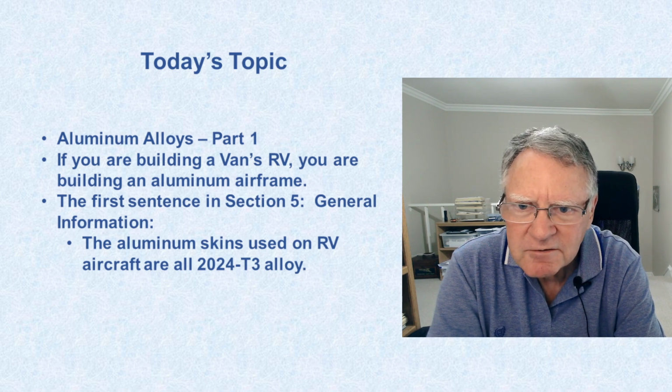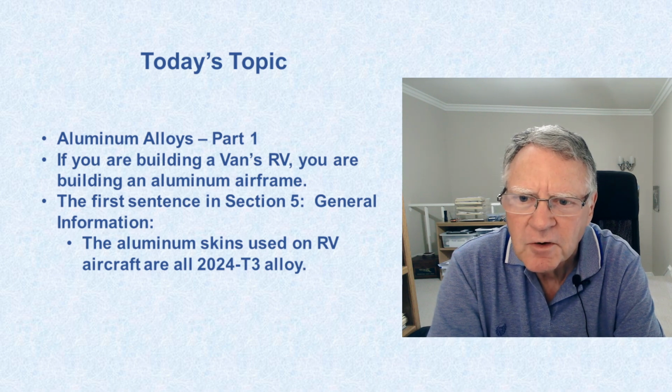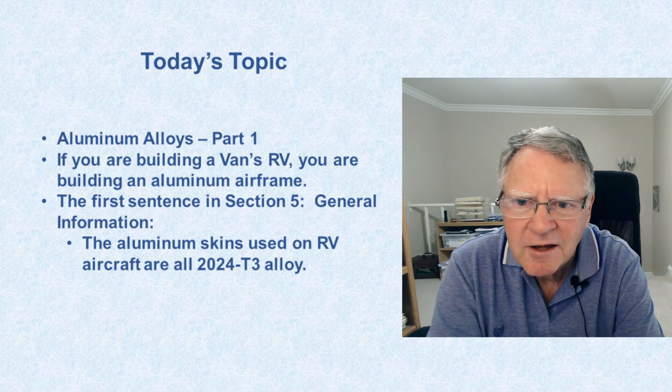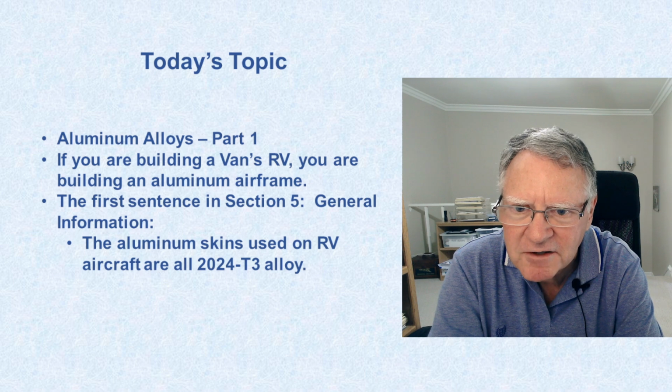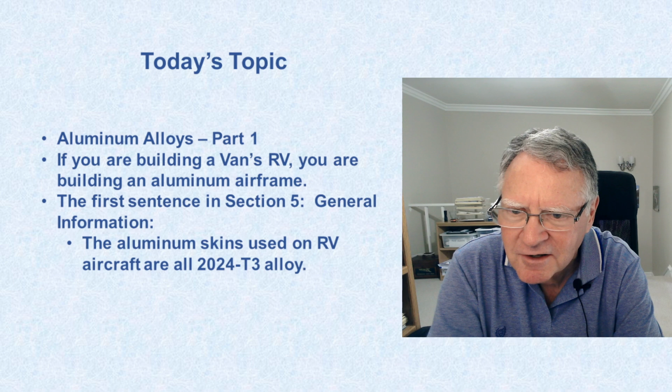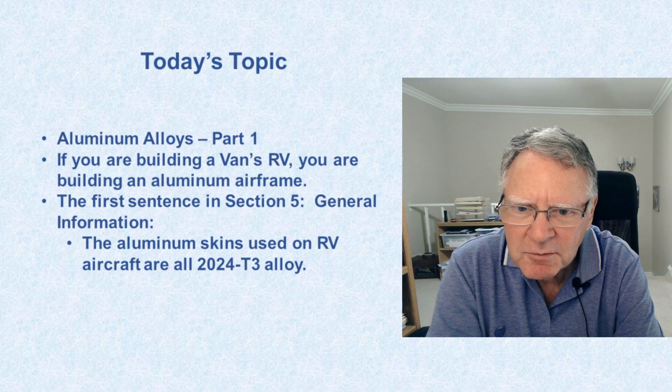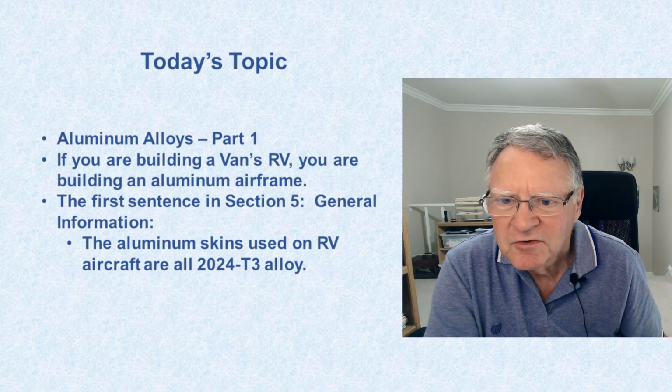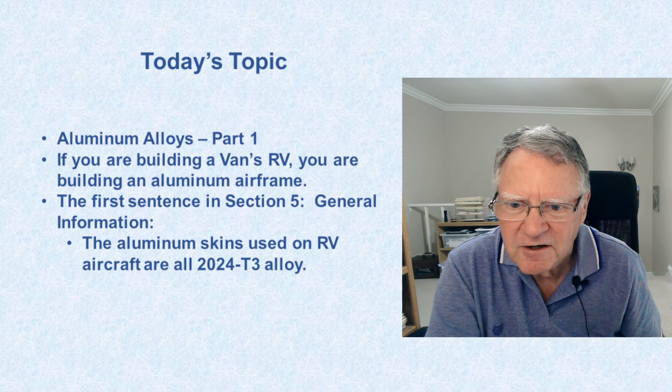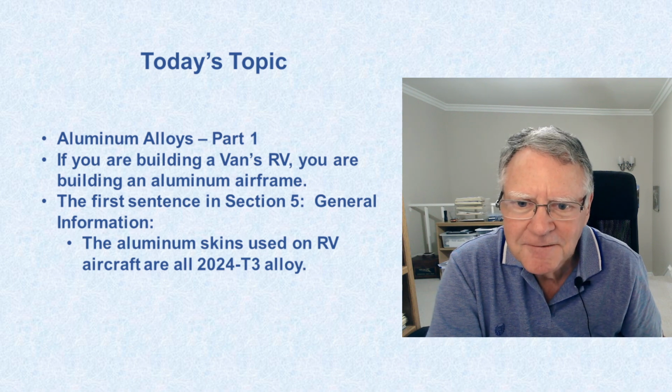If you're building a Vans RV, any Vans RV, not just an RV10, you're going to be building an aluminum airframe. And in the instructions, if you go to chapter 5, which is titled General Information, the very first sentence in chapter 5 is, the aluminum skins used on RV aircraft are all 2024-T3 alloy. So what is this 2024-T3 stuff? That's what this video is going to be about.